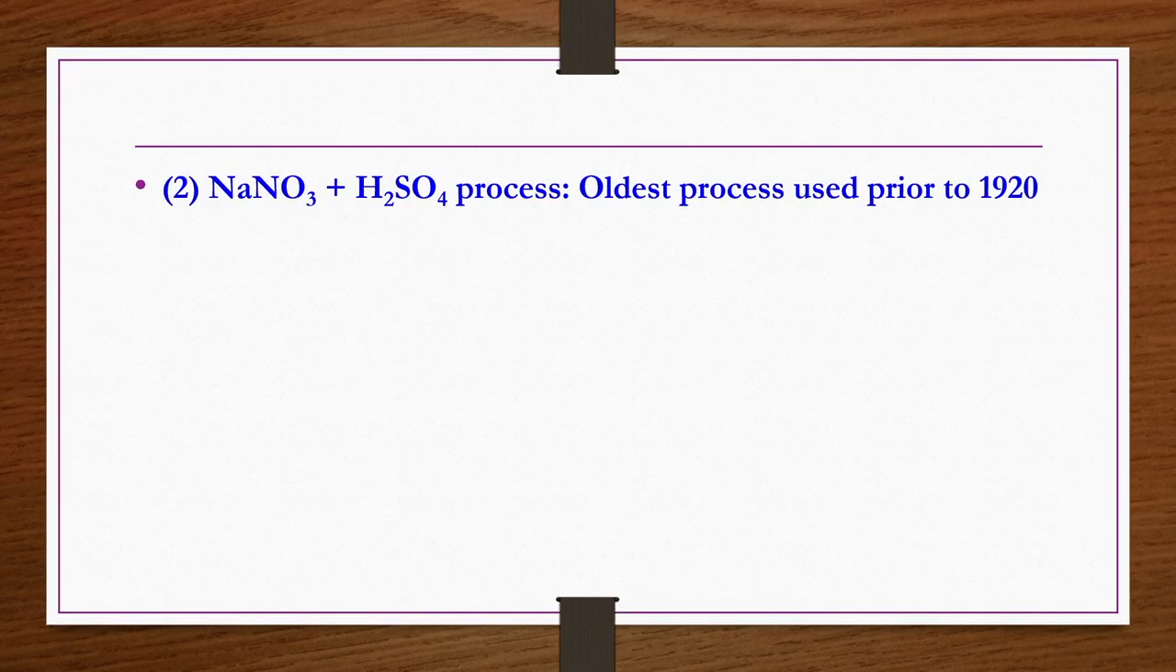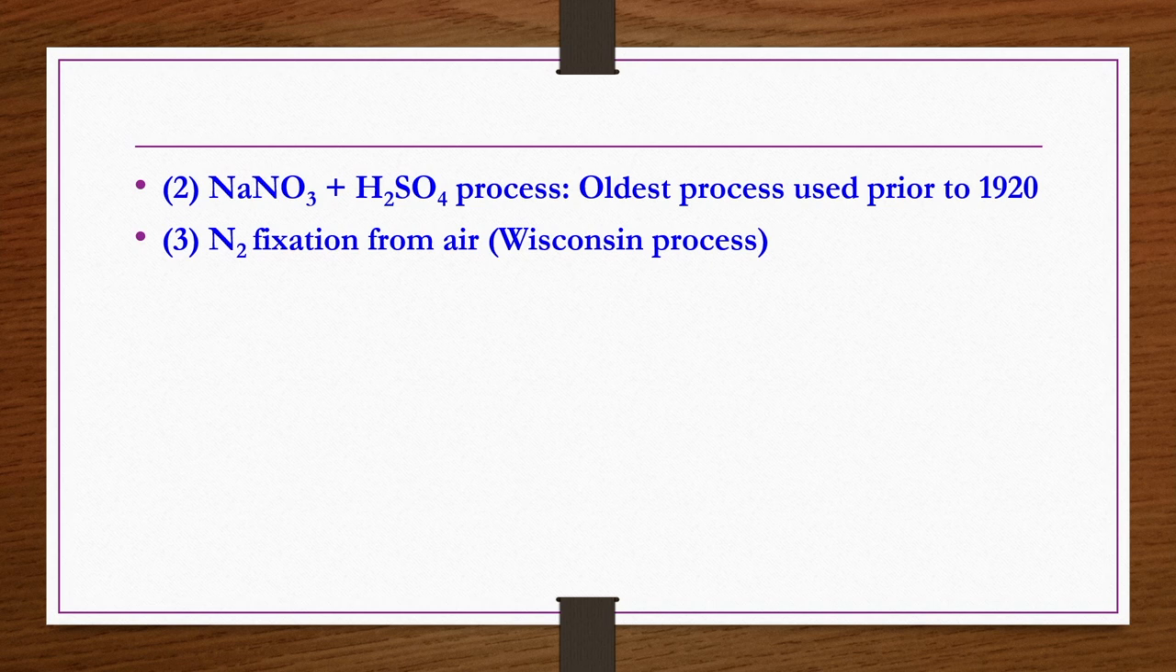The second process is the oldest process, used prior to 1920, where production is by the reaction between sulfuric acid and sodium nitrate, but it is no longer used nowadays. The third process is nitrogen fixation from air, which is also known as the Wisconsin process.